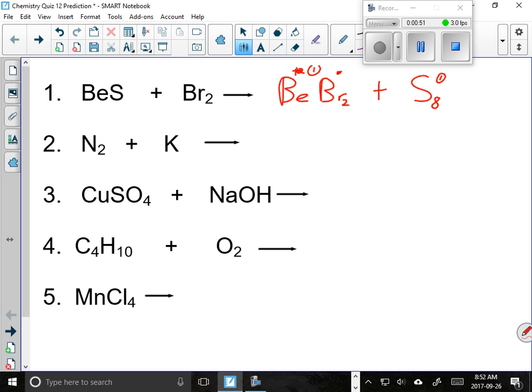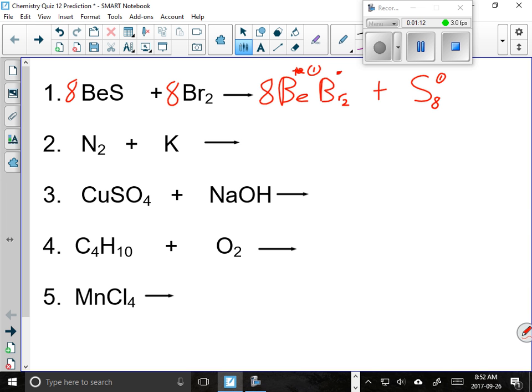All right, start with sulfur, go back over here and make 8 sulfurs. That gives me 8 berylliums, so I have to go back over here and make sure I have 8 berylliums, which gives me 16 bromines. So I need 8 times 2, which is 16 bromines there. All right, so that should be their balancing. That's 3 marks. Questions on number 1?